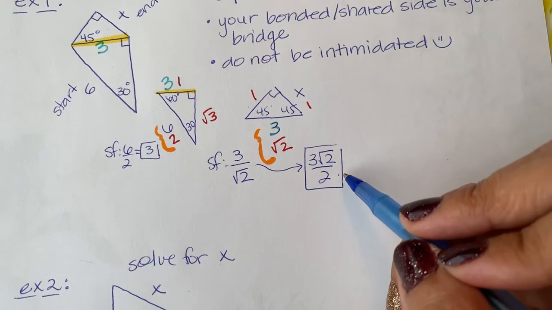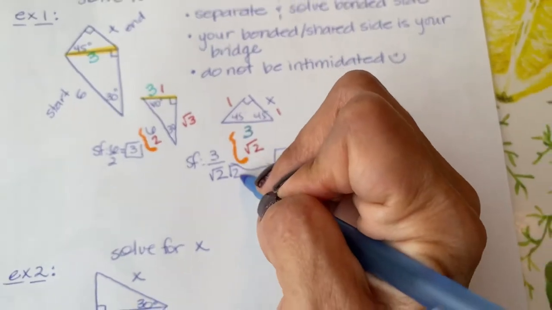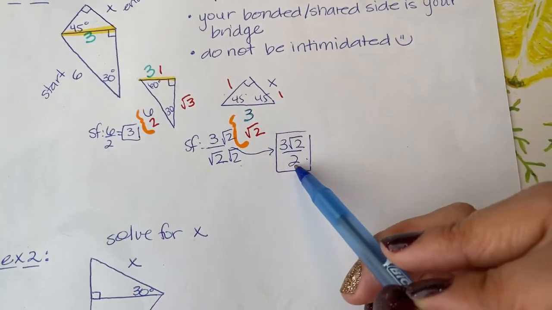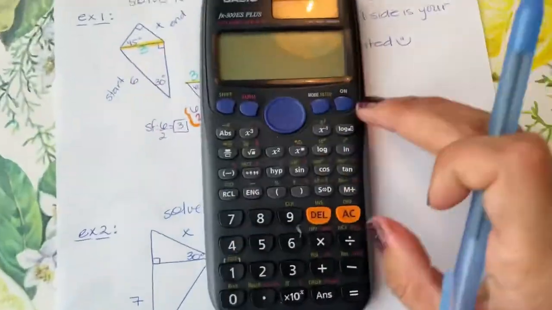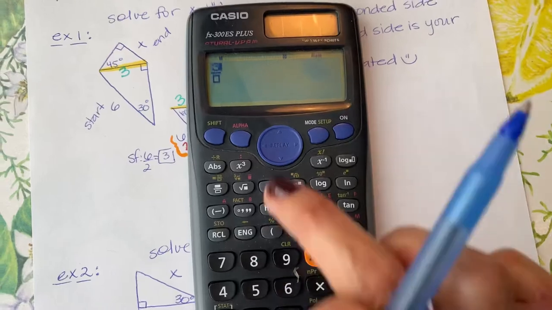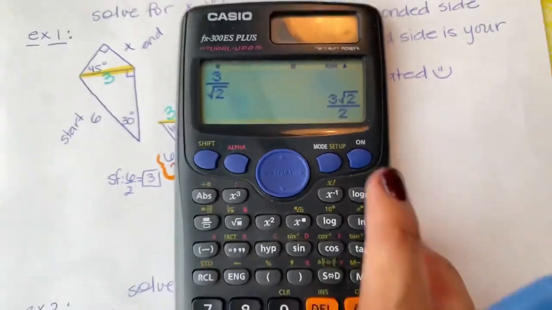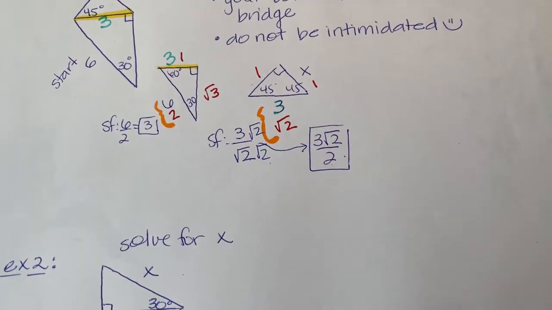Now remember, rationalizing a denominator, you would multiply by rad 2. What's rad 2 times rad 2? Rad 4, which is 2. What's 3 times rad 2? 3 rad 2. So what is 3 divided by rad 2? 3 rad 2 over 2. Okay, that is my scale factor.